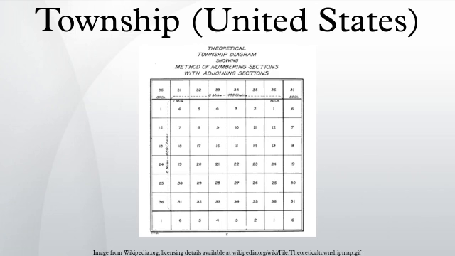A township in the United States is a small geographic area. Townships range in size from 6 to 54 square miles, with 36 square miles being the norm. The term is used in three ways.